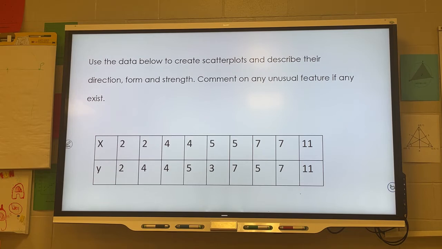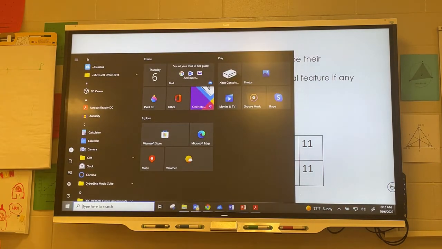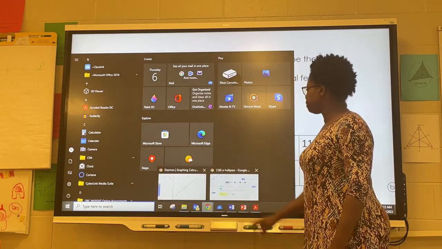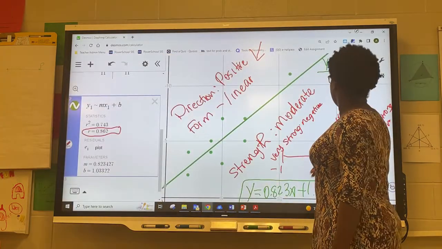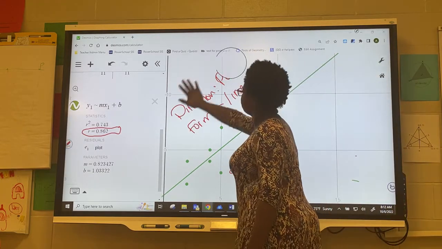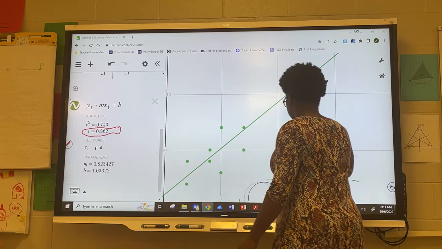So let's go back to the Desmos a little. I'm going to show you guys what unusual feature they're talking about. So I'm going to erase all of this because we covered this already.